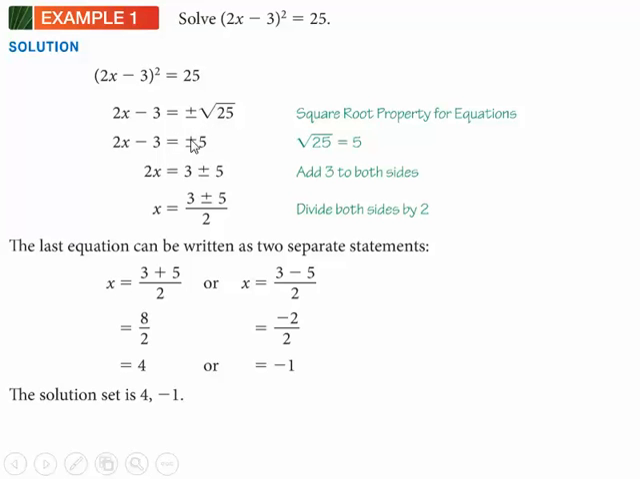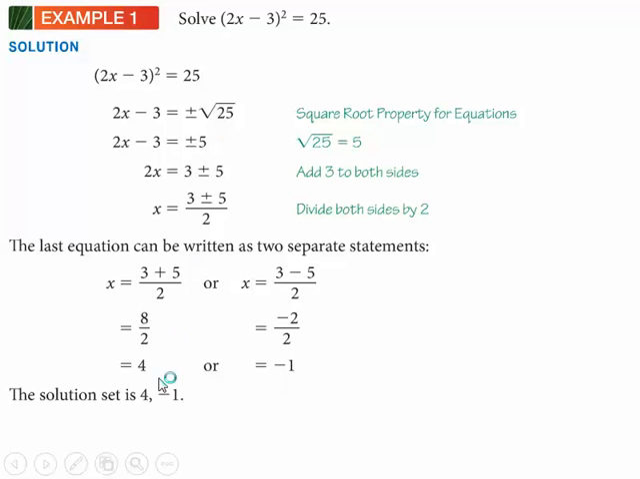And notice what happens here, though. I have to still add 3. I'm going to keep the plus or minus the same here because there's two different answers. I'm just going to still divide by 2. There's that. And now I sort of separate them into two different things. I think we can probably do this in our mind. 3 plus 5 is 8. Divide by 2 is 4. 3 minus 5 is a negative 2. Negative 2 divided by 2 is a negative 1. So then you sort of separate them. But I think we can probably skip all these steps and do them in our mind.